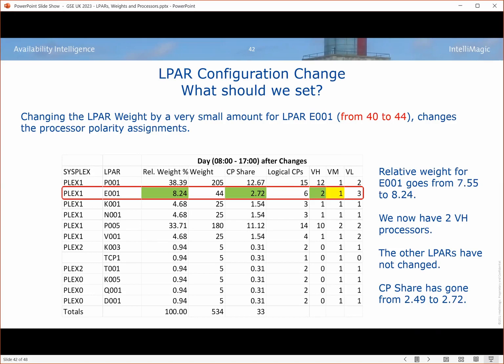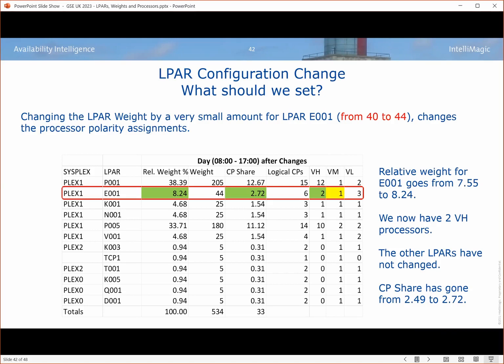So that small change in relative weight has given me an additional vertical high processor, i.e., hopefully increased efficiency for my workload. And that's what I want. Okay. When I look at the other LPARs, and that's very important, their vertical highs, mediums, and lows have not changed, and their CP share has changed by a tiny amount. So when you change one LPAR on a KEC, you have to look at all the others. Okay.